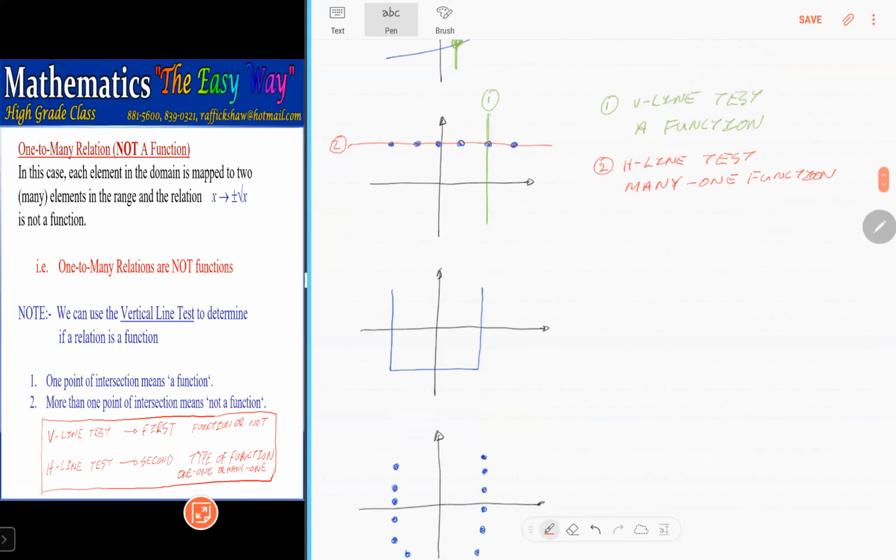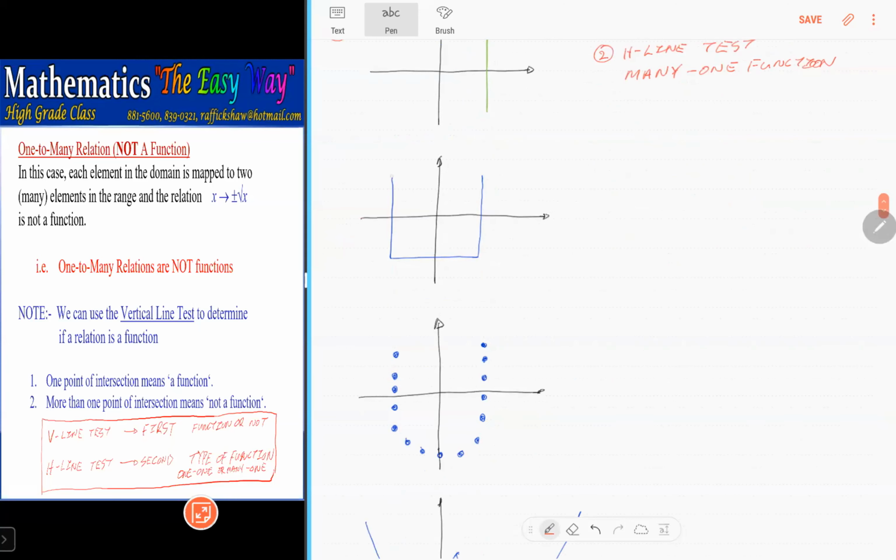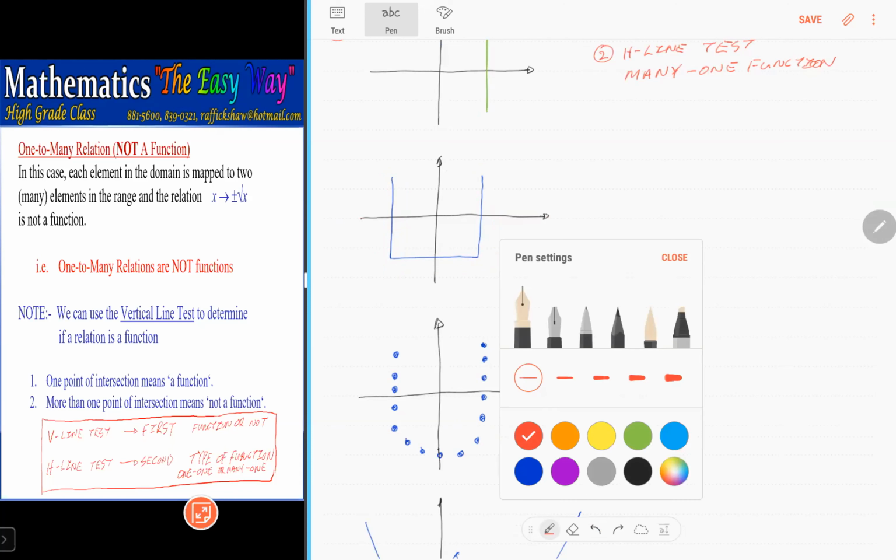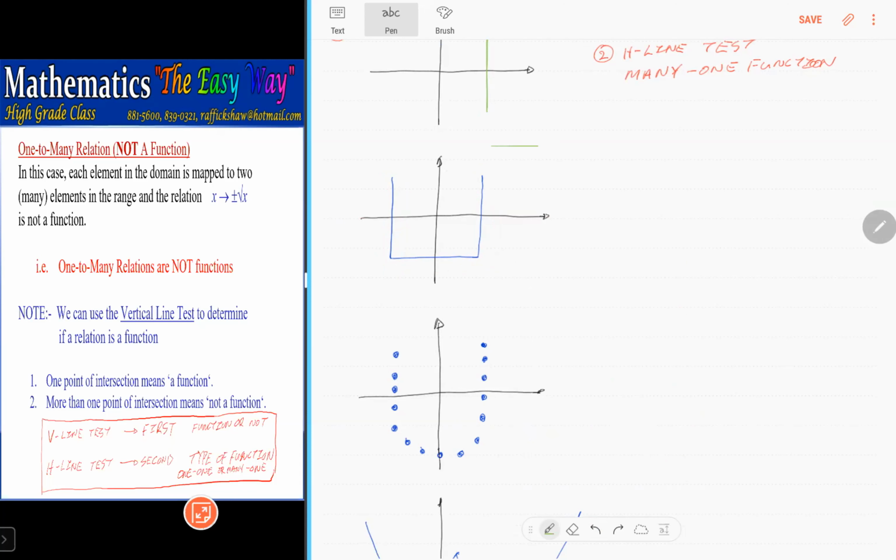All right, talk to me about this one now. There's a vertical section here, and a vertical section here, and a horizontal section there. What do you think? Function or not a function? Not a function. Very good. Because if I draw a vertical line, it's going to intersect it an infinite number of times. So any graph that has a vertical section is not a function, because a vertical line will intersect a vertical section an infinite number of times.